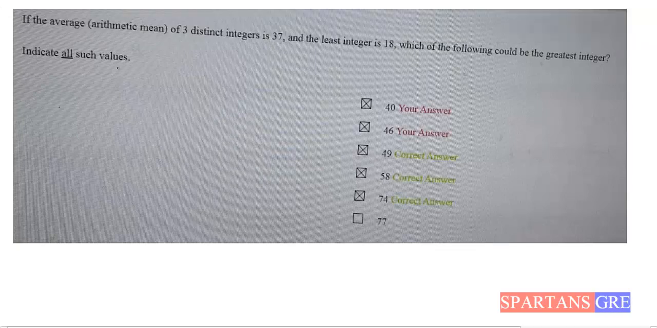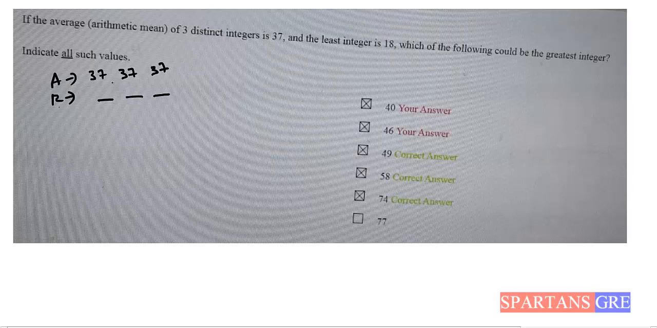Now apply the concept here. The average of 3 distinct integers is 37. He said distinct integers. So the average of 3 integers is 37. That means our assumption is that each and every number is 37. That will be our basic assumption, because he said the average of 3 distinct integers is 37. But in reality, what is happening? This is the assumption, this is the reality.